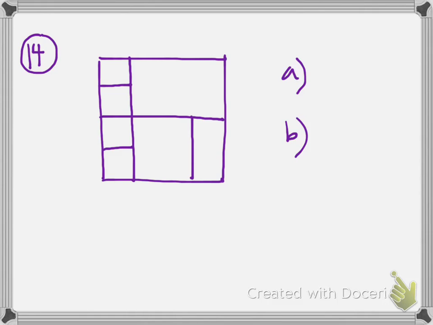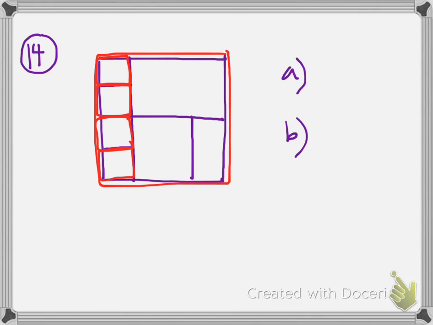In number 14, part A, we have this picture. It says how many squares appear to be in the figure at the right. So I think it wants us to make some assumptions about what looks like a square. Of course, I've got the big square. There's 1. I've got these four little squares, so that makes 5. And then I've got this guy that looks like a square, so that makes 6. So we've got 6.